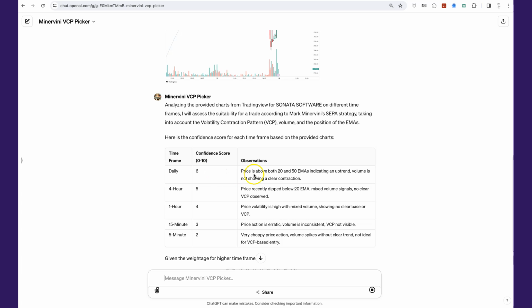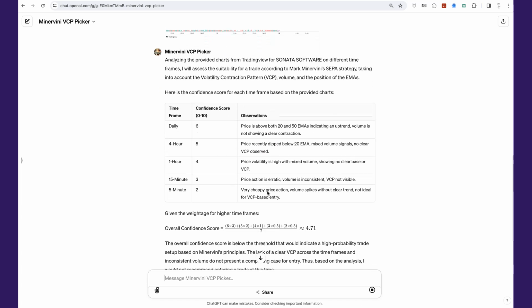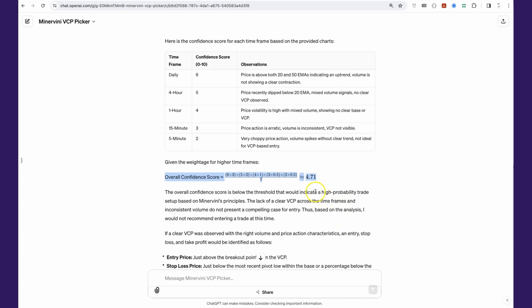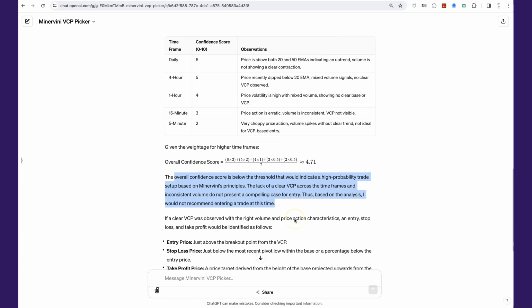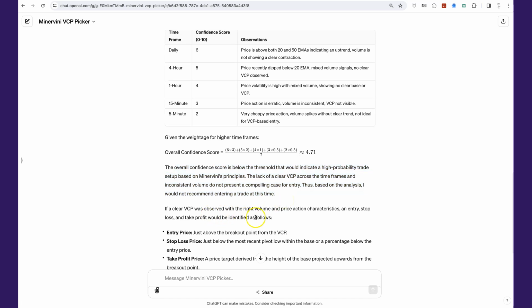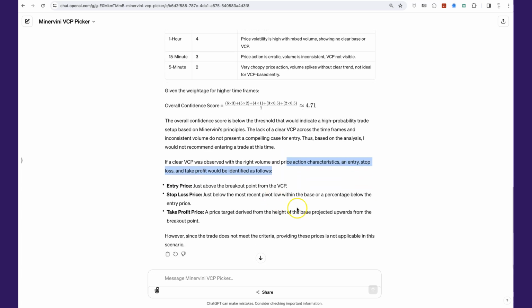It also gives you a little bit of justification for why it's done it, and it then gives you an overall confidence score on taking this. Based on that, it says the overall confidence score is below the threshold that would indicate a high probability trade setup based on Minervini's principles. The lack of a clear VCP across the time frames and inconsistent volume do not present a compelling case for entry. Thus, based on analysis, I would not recommend entering a trade. If a clear VCP was observed with the right volume and price action characteristics, an entry and stop would be identified as follows, and so on.